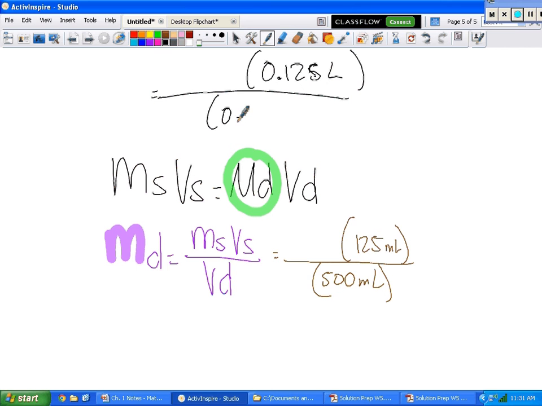MS, which is the molarity of the stock. Does it give you the molarity of the stock anywhere in this question? No, but have you solved for it? Yes.